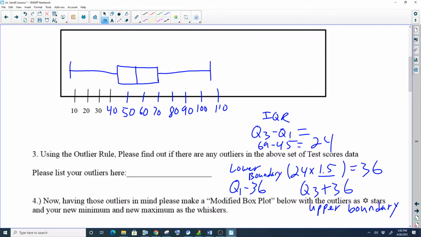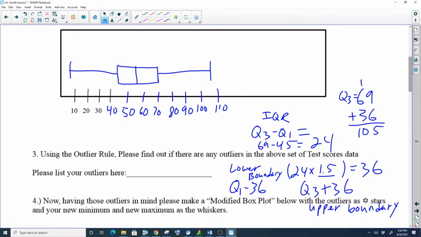So again, Q3 was 69. So since Q3 was 69, we're going to add that with our 36, which is 1.5 times the IQR. So that's 9 plus 6 is 15. Carry the 1. 6, 7, 8, 9, 10. So we get 105 as our upper boundary.